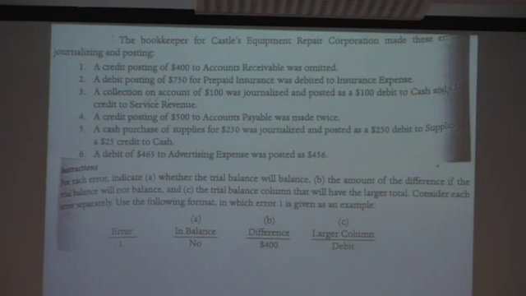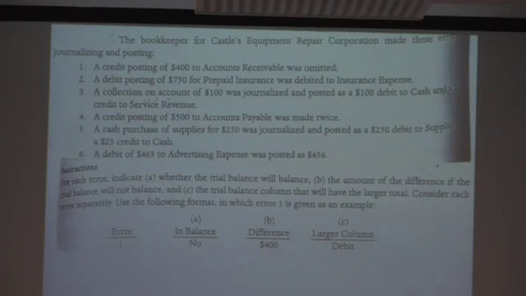Let's look at the second error: a debit posting of $750 for prepaid insurance was debited to insurance expense. So instead of debiting prepaid insurance as an asset, they debited insurance expense instead. They must have debited insurance expense, credit, let's say cash. They should have debited prepaid insurance, credit cash.